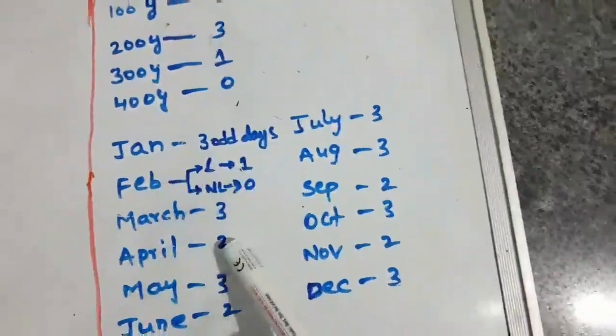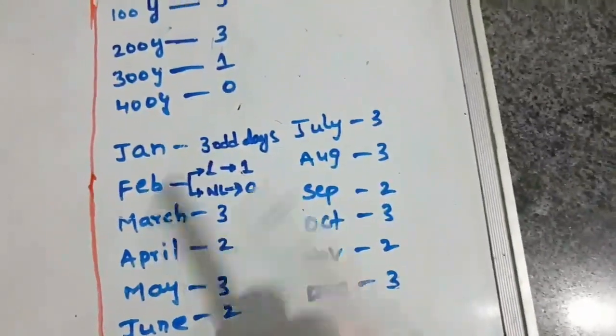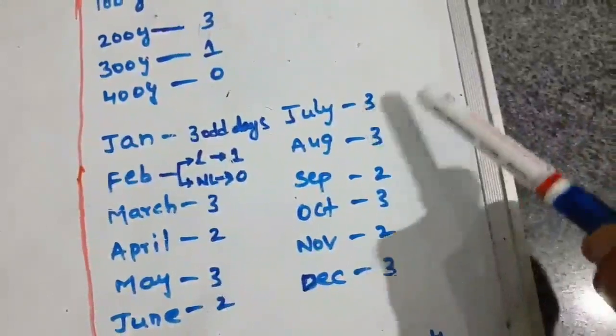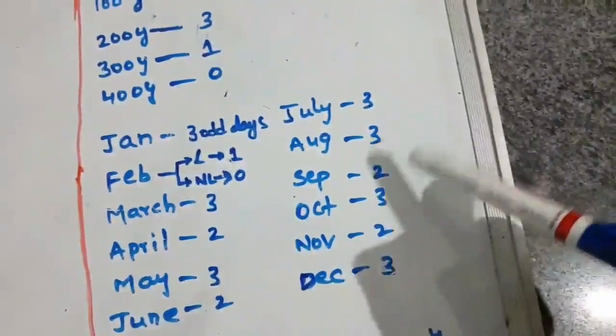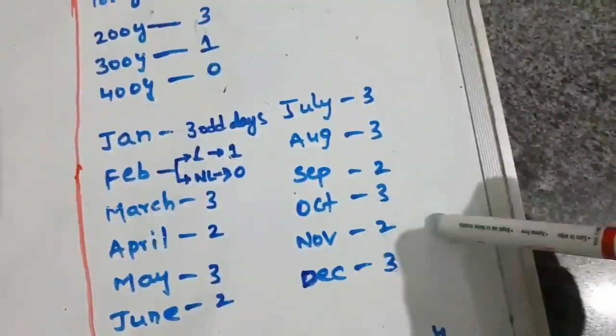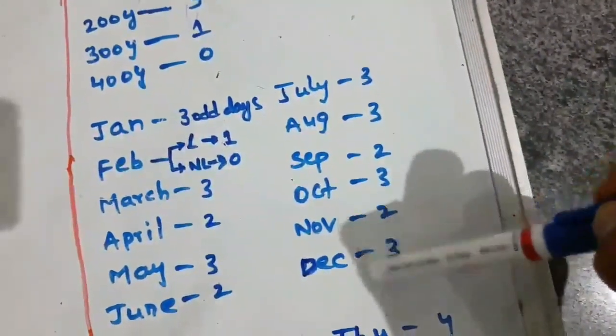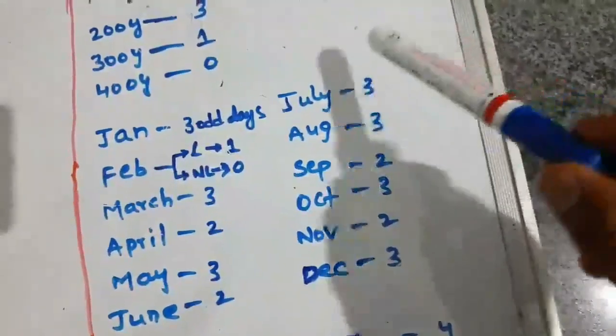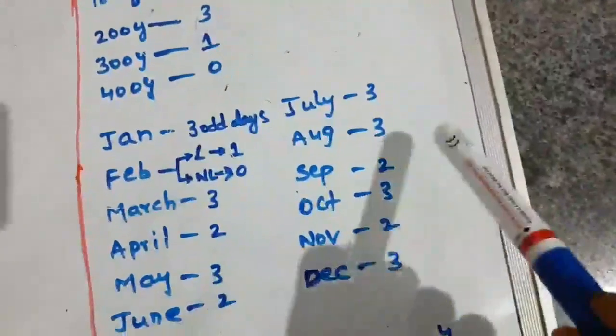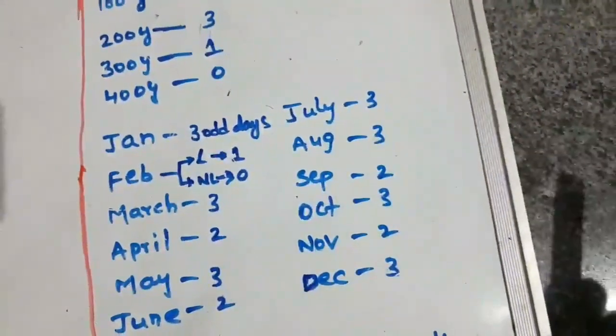March, 3 odd days. April, 2. May, 3. June, 2. July 3, August 3, September 2, October 3, November 2, December 3. In December, 31 days. If I divide by 7, I am going to get remainder 3. So 3 odd days. I hope you know how to find the odd days of any month.